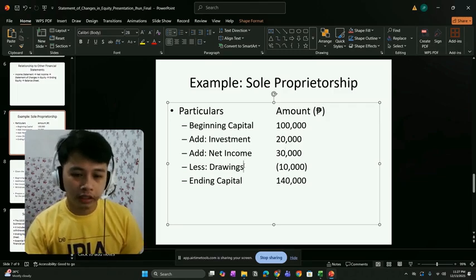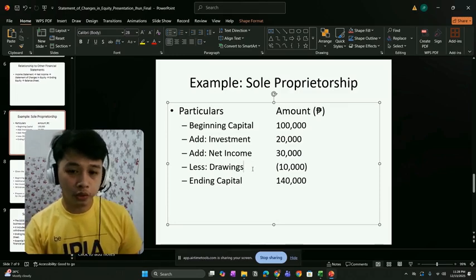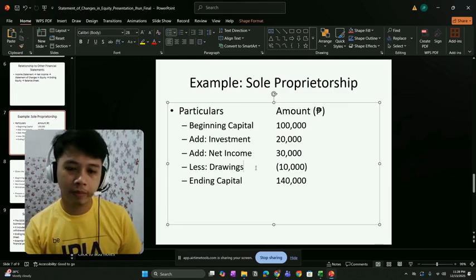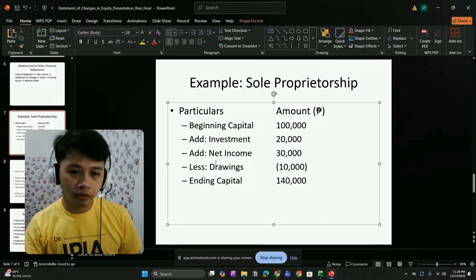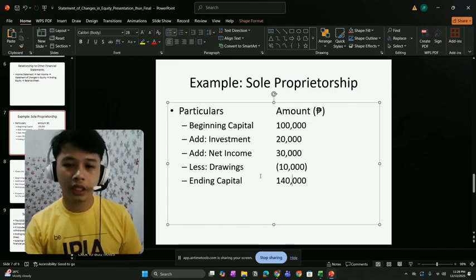And then after that, we subtract the drawings or withdrawals of 10,000 pesos. So drawings are withdrawals made by the owner for personal use, kaya binabawas ito sa capital. Then after adding and subtracting all the items, we arrive at the ending capital, which is 140,000. So this ending capital represents the owner's equity at the end of the accounting period.